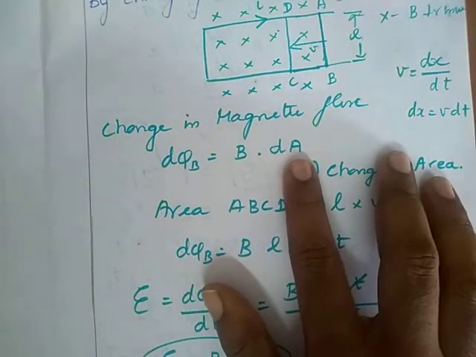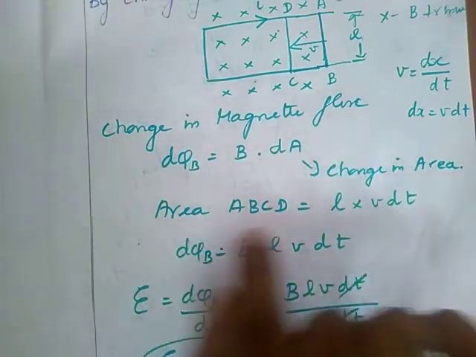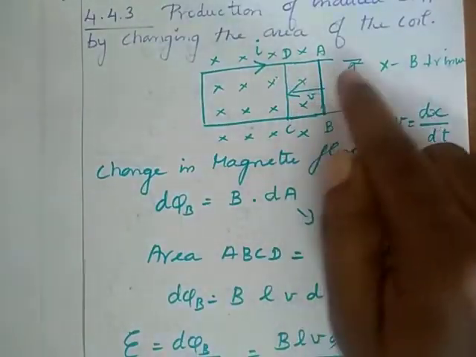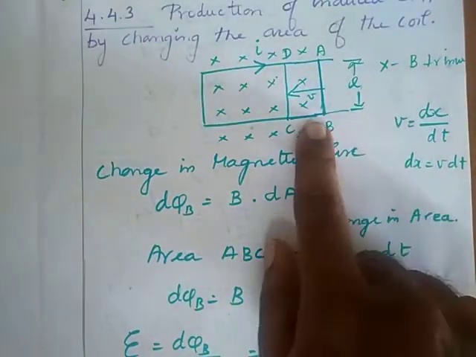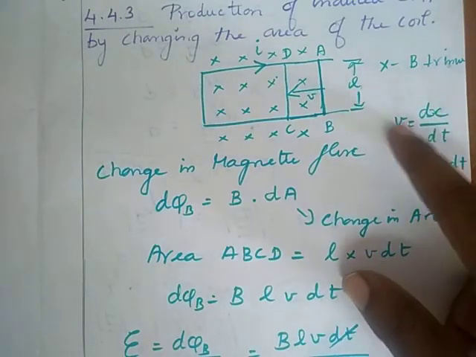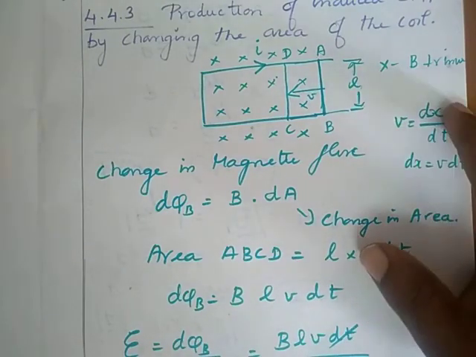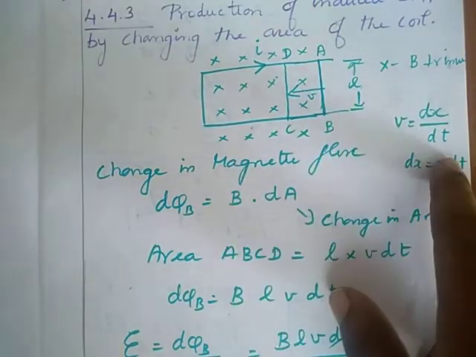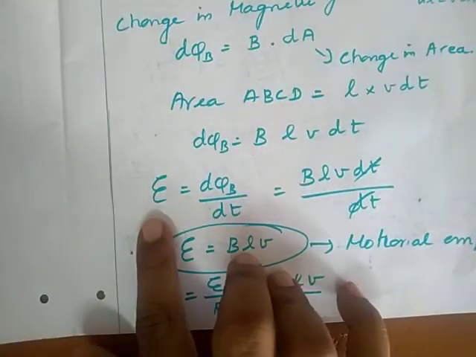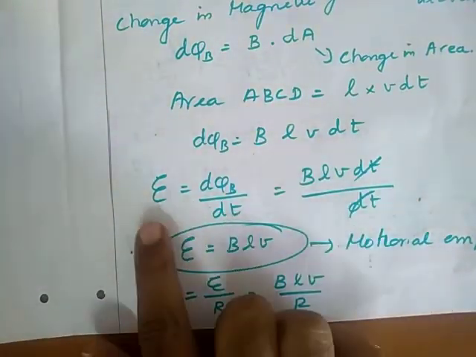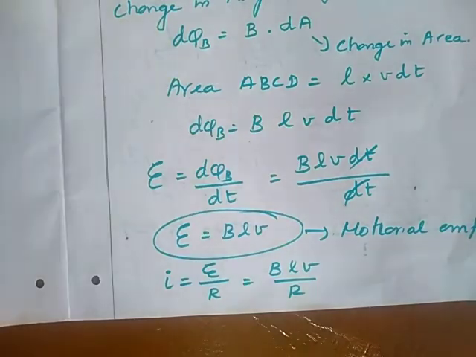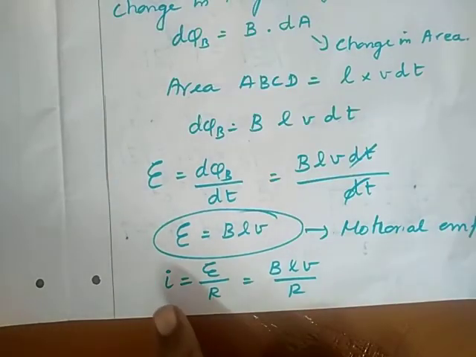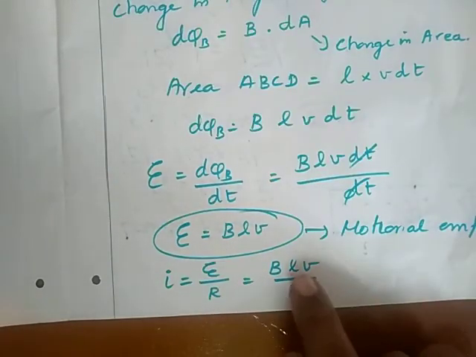Then the change in flux can be written as B dot dA, where dA is the change in area. The area of this rectangle is length into breadth. Here the breadth is represented as dx, and dx is equal to V into dt, since velocity is distance by time. It crosses this distance with velocity V in a time interval dt. Then we get EMF psi is equal to d phi B by dt, so psi is equal to BLV. Induced current I is equal to psi by R, that is equal to BLV by R.